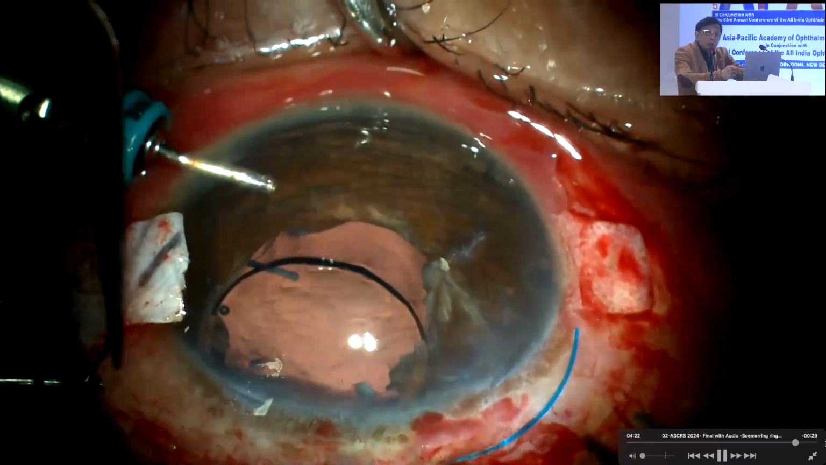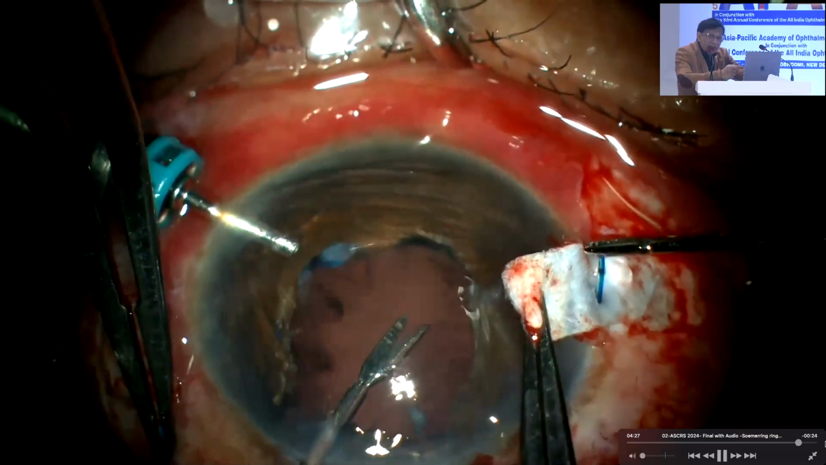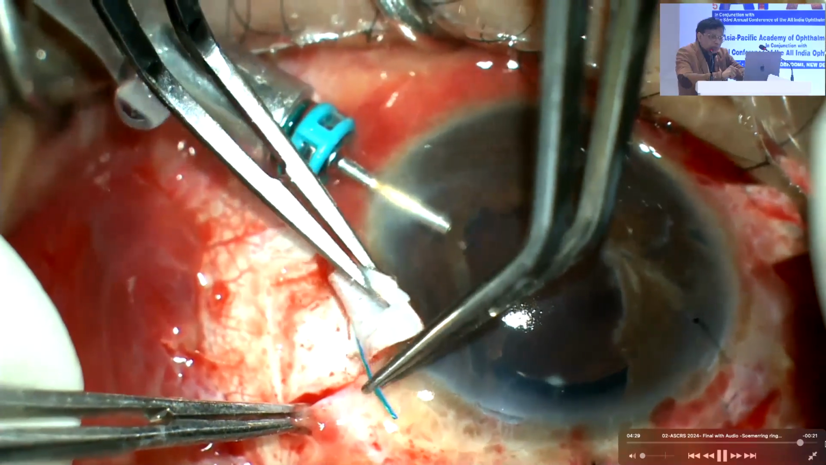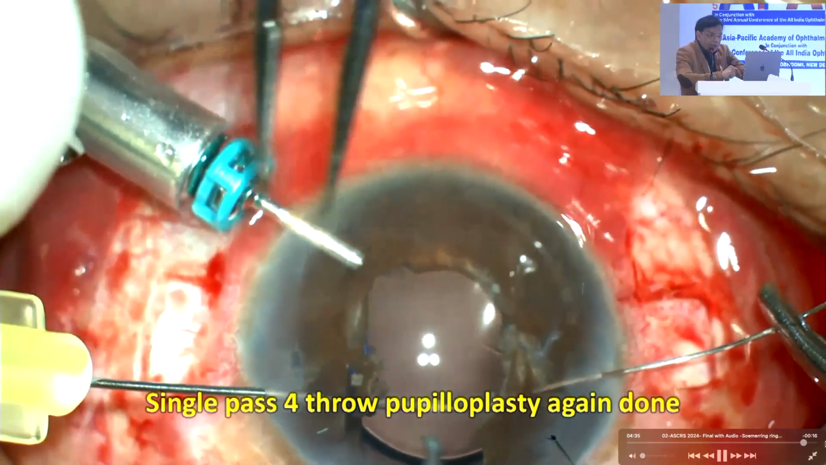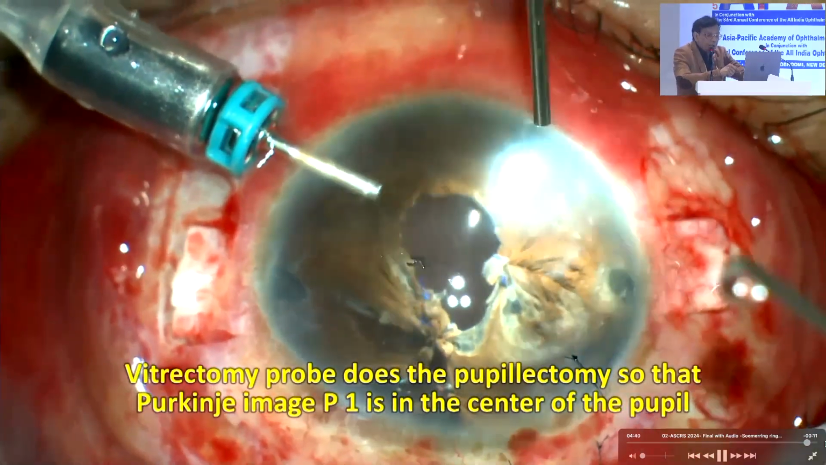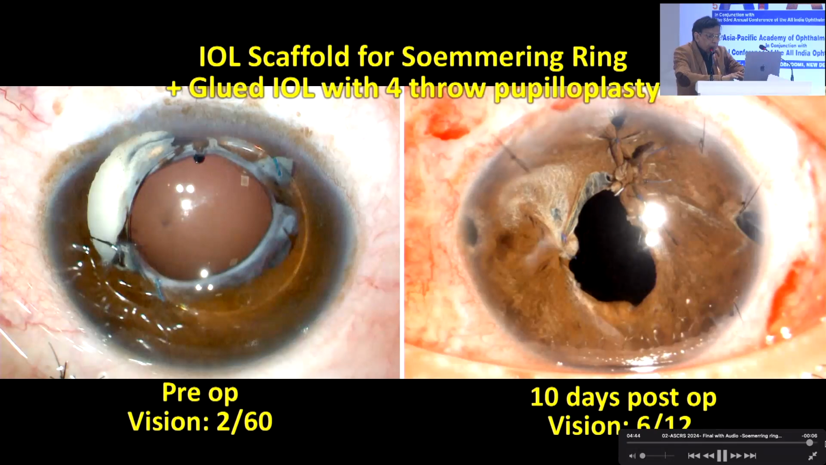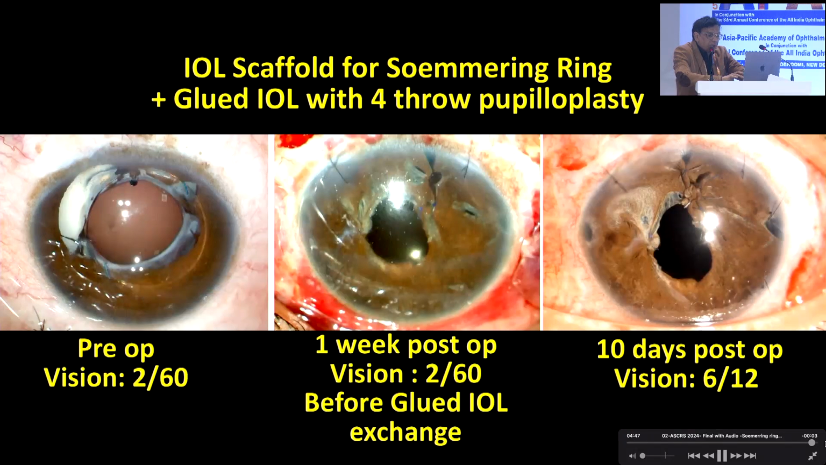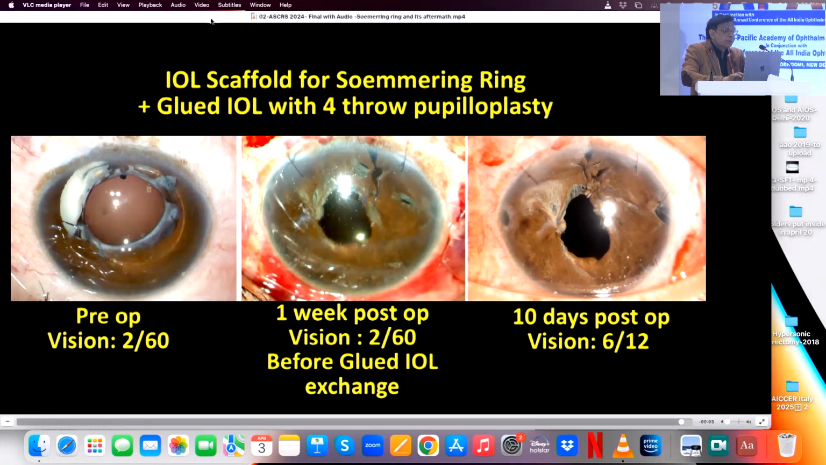Fix a new glued IOL. So again, handshake technique. Now remember, I have to do pupilloplasty at the end of it also. So now I'm just fixing it back, fix the tuck. Now I have to close back. Since I've got a cut here, I might as well do a horizontal four-throw pupilloplasty. See my Purkinje image, close it, and this is the iridectomy as you can see here. Look at the pre-op, look at the post-op, and you can see 1 week post-op vision was 2/60. Then 10 days post-op vision improved to 6/12. I'll just show one last case also after this.